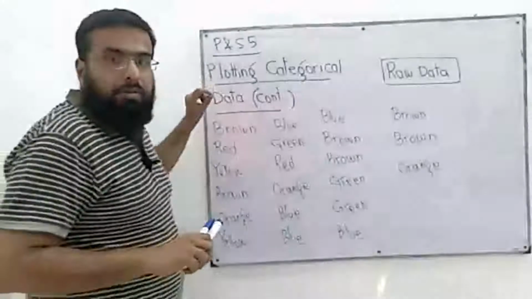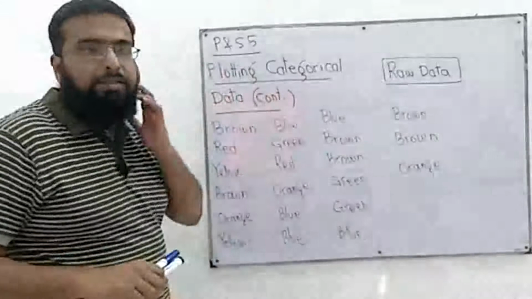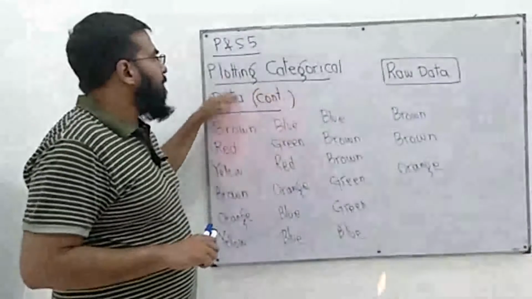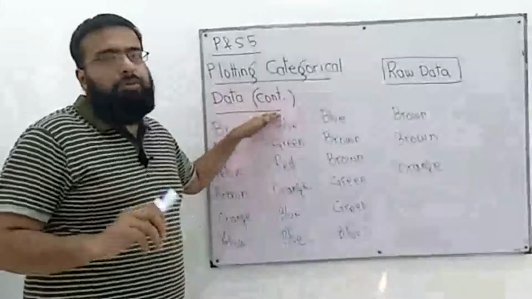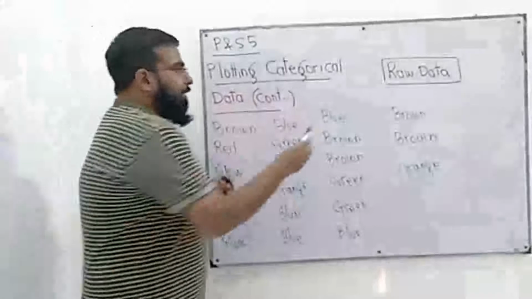Welcome to the fifth lecture on probability and statistics. In this lecture, we'll study plotting categorical data. We will continue this topic because we started it last time. Here, we'll solve an example.